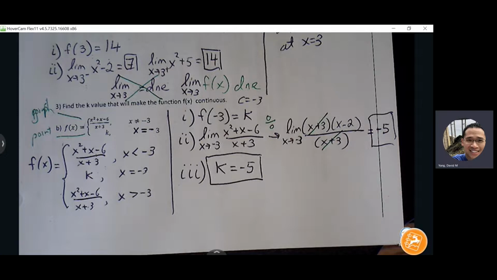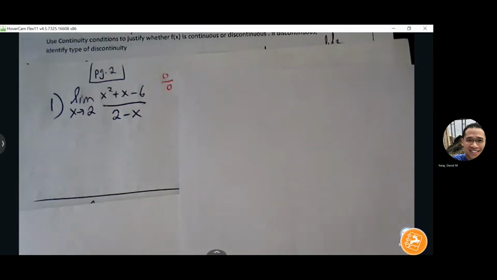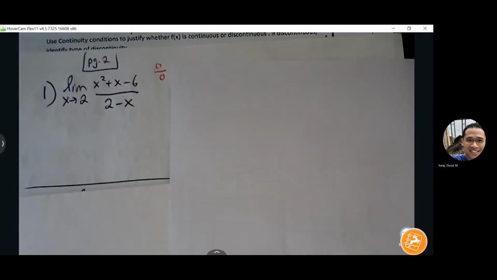Okay, did we get 0/0? Yes. Okay, so we know there's a hole. Now you can go into your factoring step. Now you're looking for holes that's causing that 0/0. Factor the numerator.